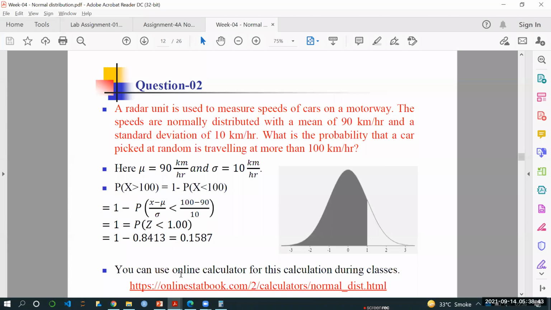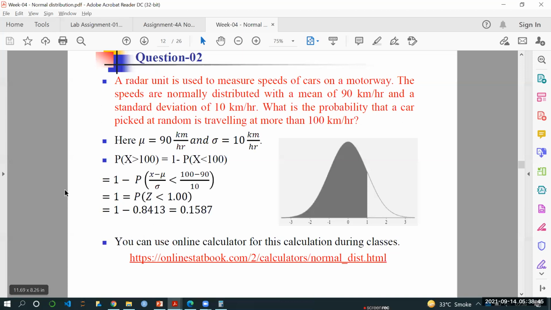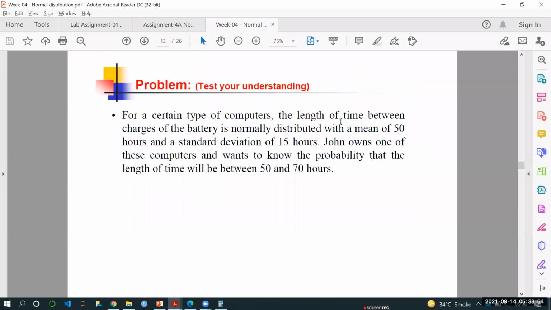So you can use this online calculator here. There are many questions that you can do. I type it again. Oh, sorry. So there is duplication. This is a similar question, and you have to find the probability between 50 and 70. So you have to remember one thing which is important.